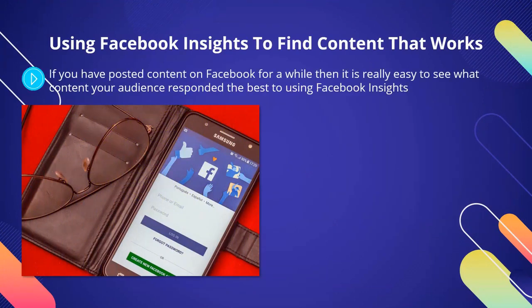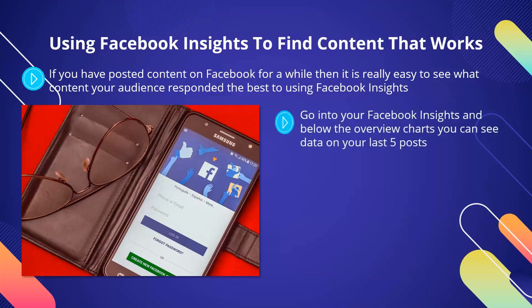If you have posted content on Facebook for a while, then it is really easy to see what content your audience responded the best to using Facebook Insights. By doing this, you can then plan ahead to create and post similar content as a way to drive more free traffic from Facebook. Go into your Facebook Insights, and below the overview charts, you can see data on your last 5 posts. Then you can choose to look at the data for all your posts by clicking on See All Posts.